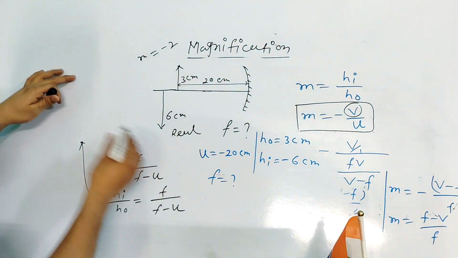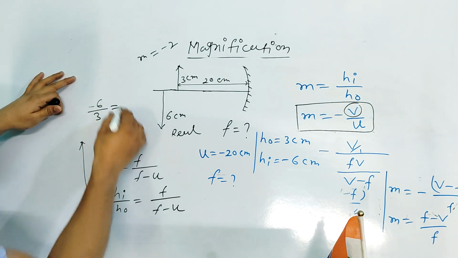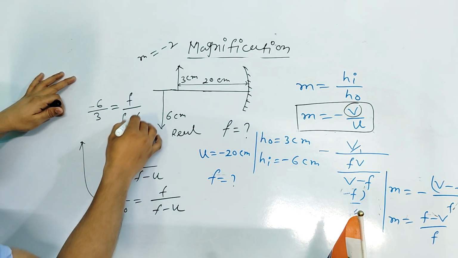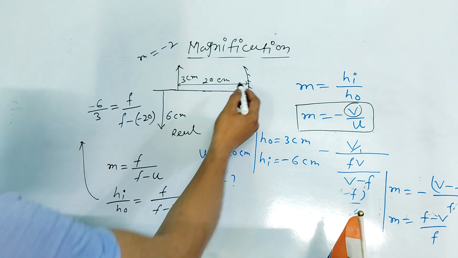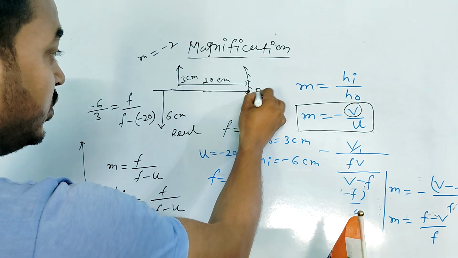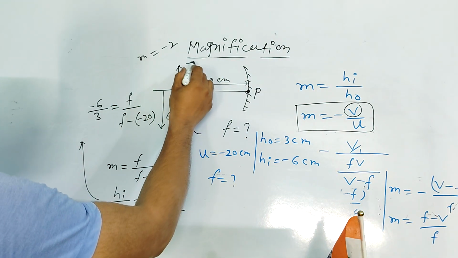The height of the image is minus 6, the height of the object is 3, and you have to find f. Then f minus, and then minus 20, because u is minus 20. All the distances are measured from the pole, and it is opposite to the incident direction, because the object is in the direction of incident.